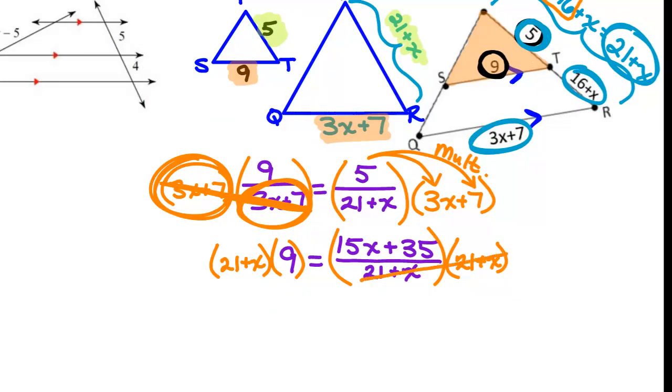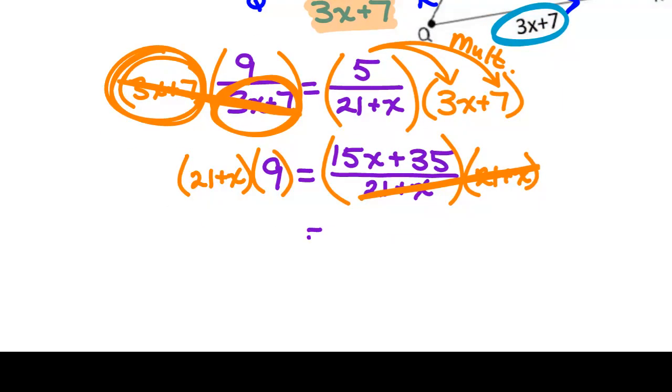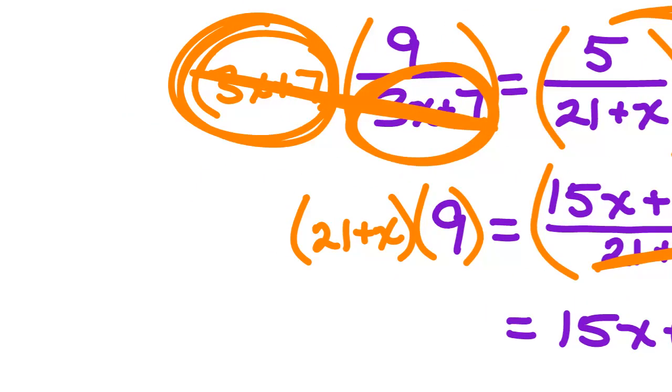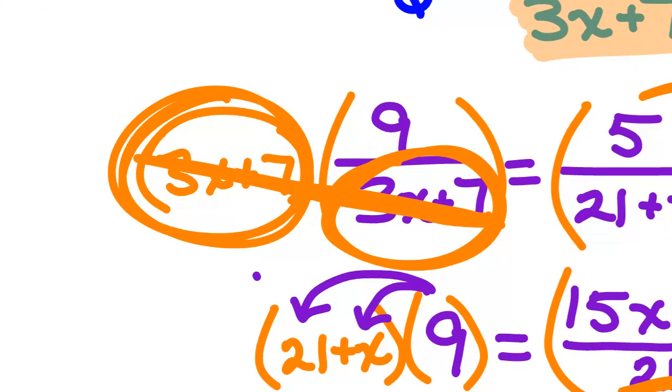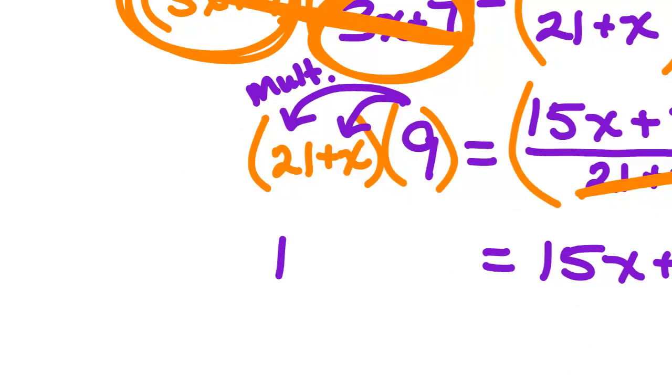21 plus x and 21 plus x will cancel over on the right-hand side, so my numerator remains untouched: 15x plus 35. Over on the left, there's nothing for this to cancel with, and so my 9 distributes to each piece here. It doesn't just multiply to the x or just to the 21. It multiplies to both of these pieces. So 9 times 21 is 189, plus 9 times x, which would be 9x.